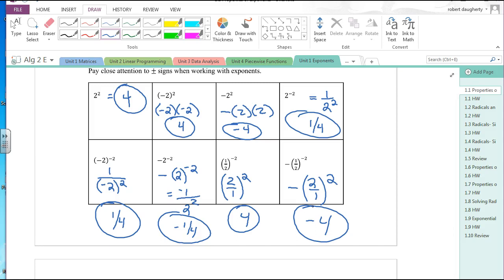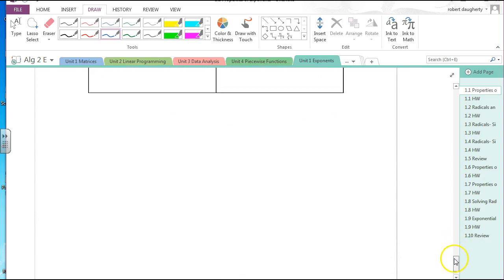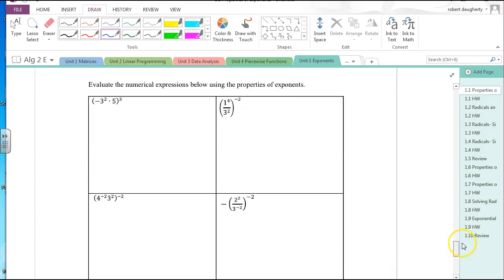Yeah. So the exponent only applies to what's immediately to the left. So immediately to the left is a 2. Immediately to the left of this is a -2. The parentheses makes the difference. So the exponent never applies to 2 things. It only applies to the one thing. And a few more, and then we're done.